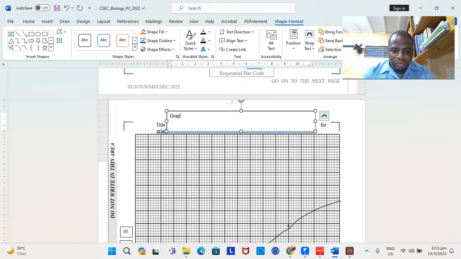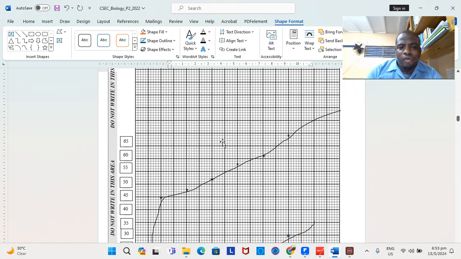And normally, we start by saying graph showing. And basically, you just explain what the graph is showing. The growth of a seedling and a baby over a 30-day period. Right? So that's a simple title to have.